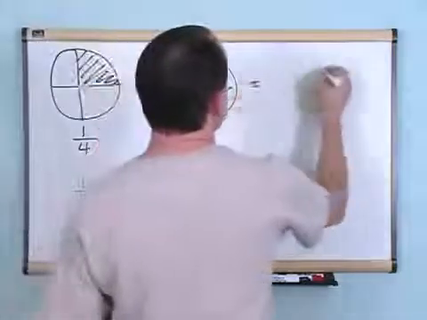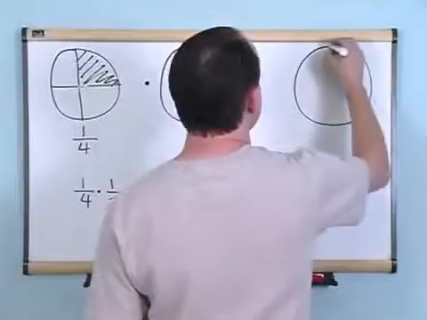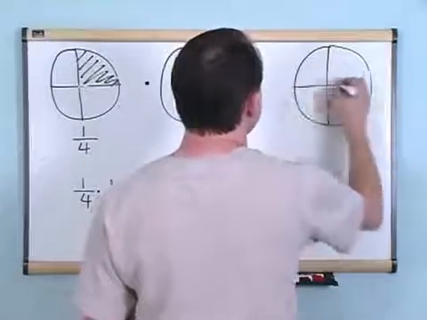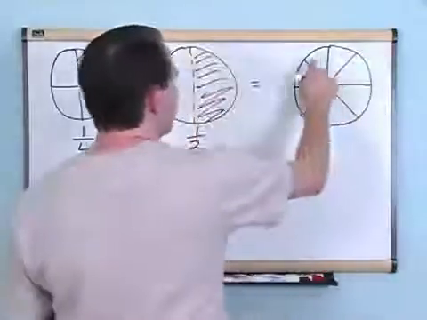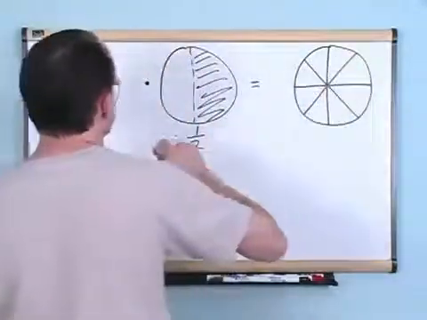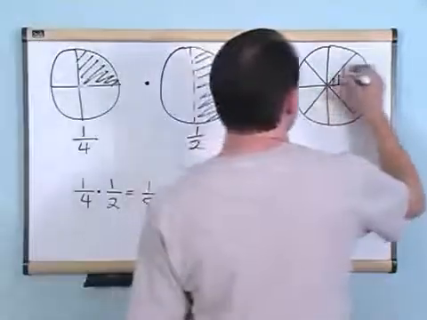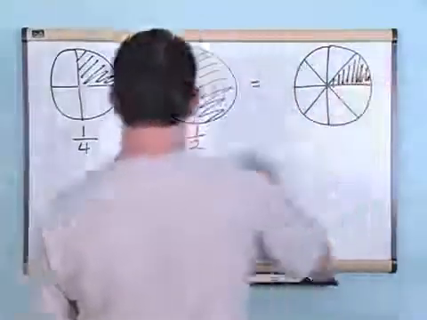And let's see what 1/8 is going to look like over here. Let me go ahead and divide my pie into 8 equal pieces. Okay? 1, 2, 3, 4, 5, 6, 7, 8. And I'm just going to take one of those pieces because that is 1/8.